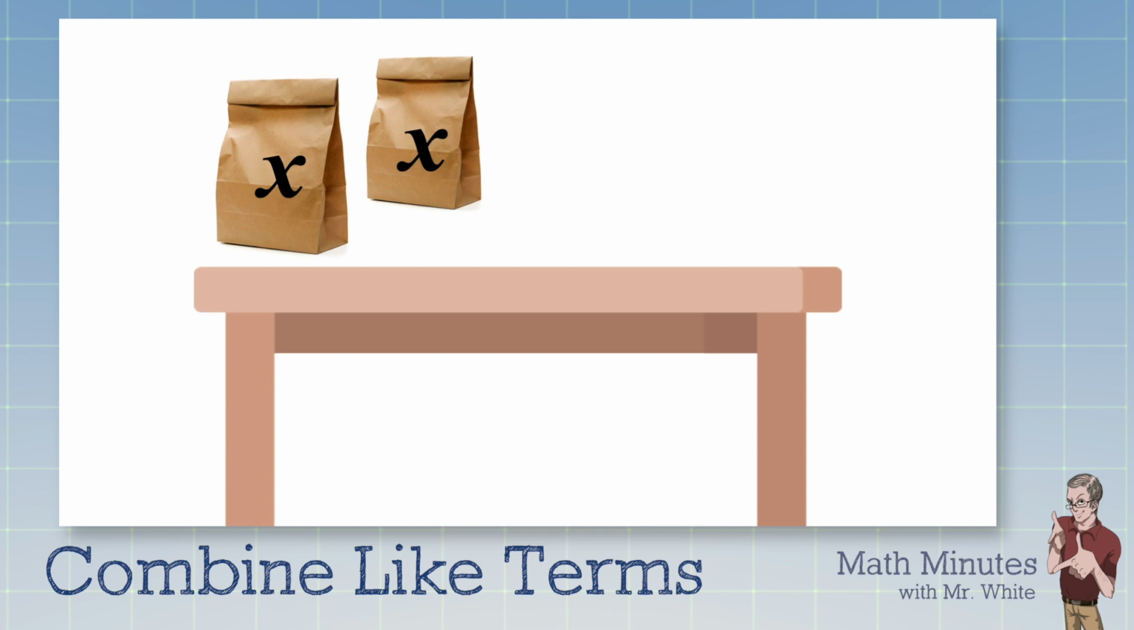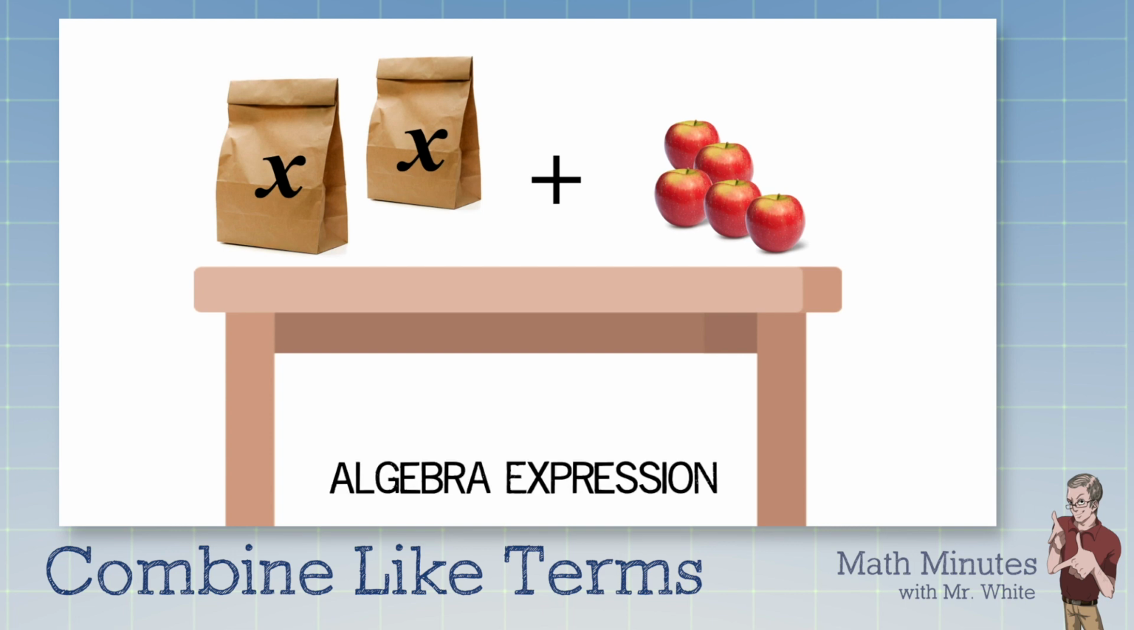Okay, let's switch gears again. On a table, there's 2 bags sitting there, and there's a mystery amount in both of the bags. Now, they're the same, so they're both labeled X. But also on the table are 5 apples. You see them there. Let's write an algebra expression that describes these two things. So we said before that the 2 bags is x plus x, which is the same as 2x. And then what else do we have on the table? It's not 5y, it's not 5z, it's just 5. It's just 5 apples that were not in a container. So 2x plus 5 would be our answer. That's called an algebra expression.